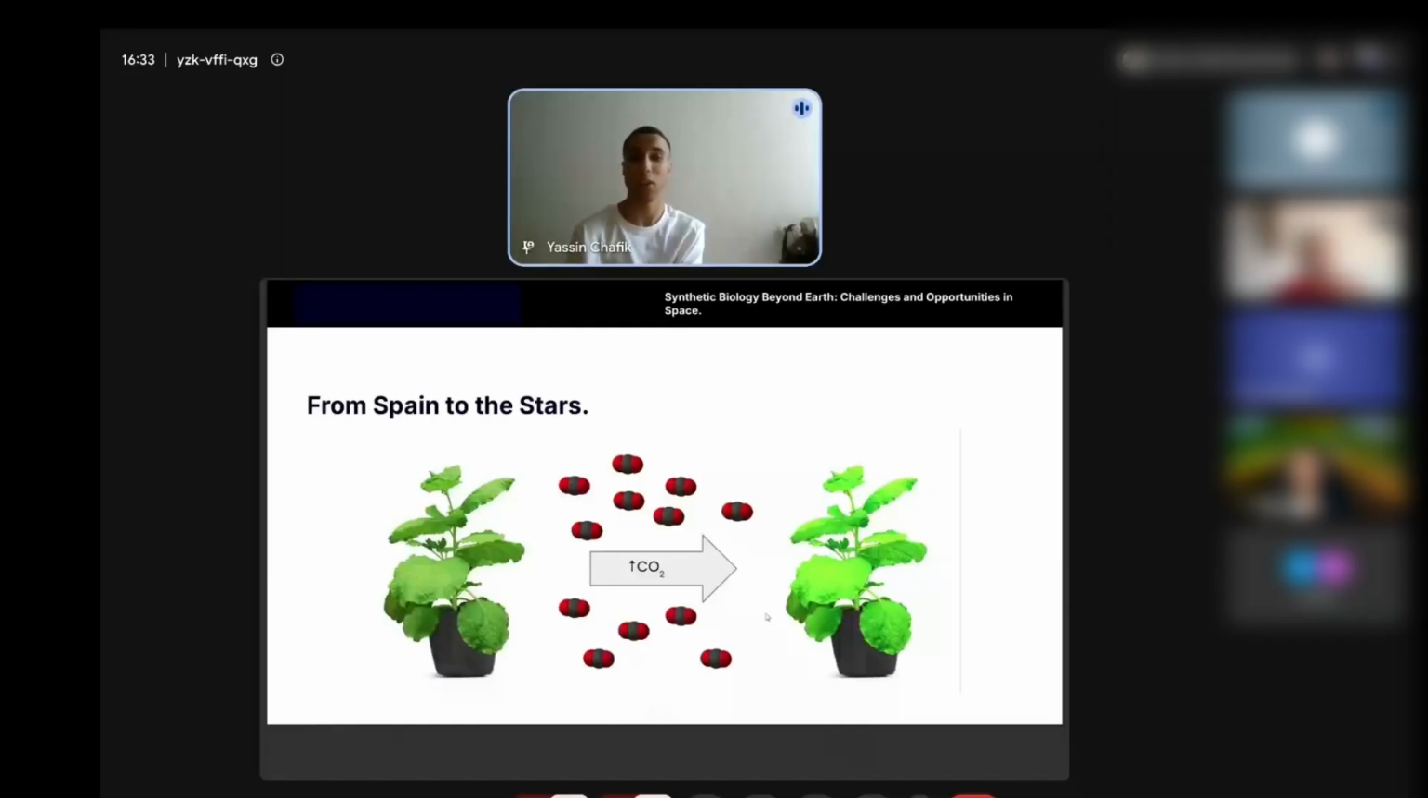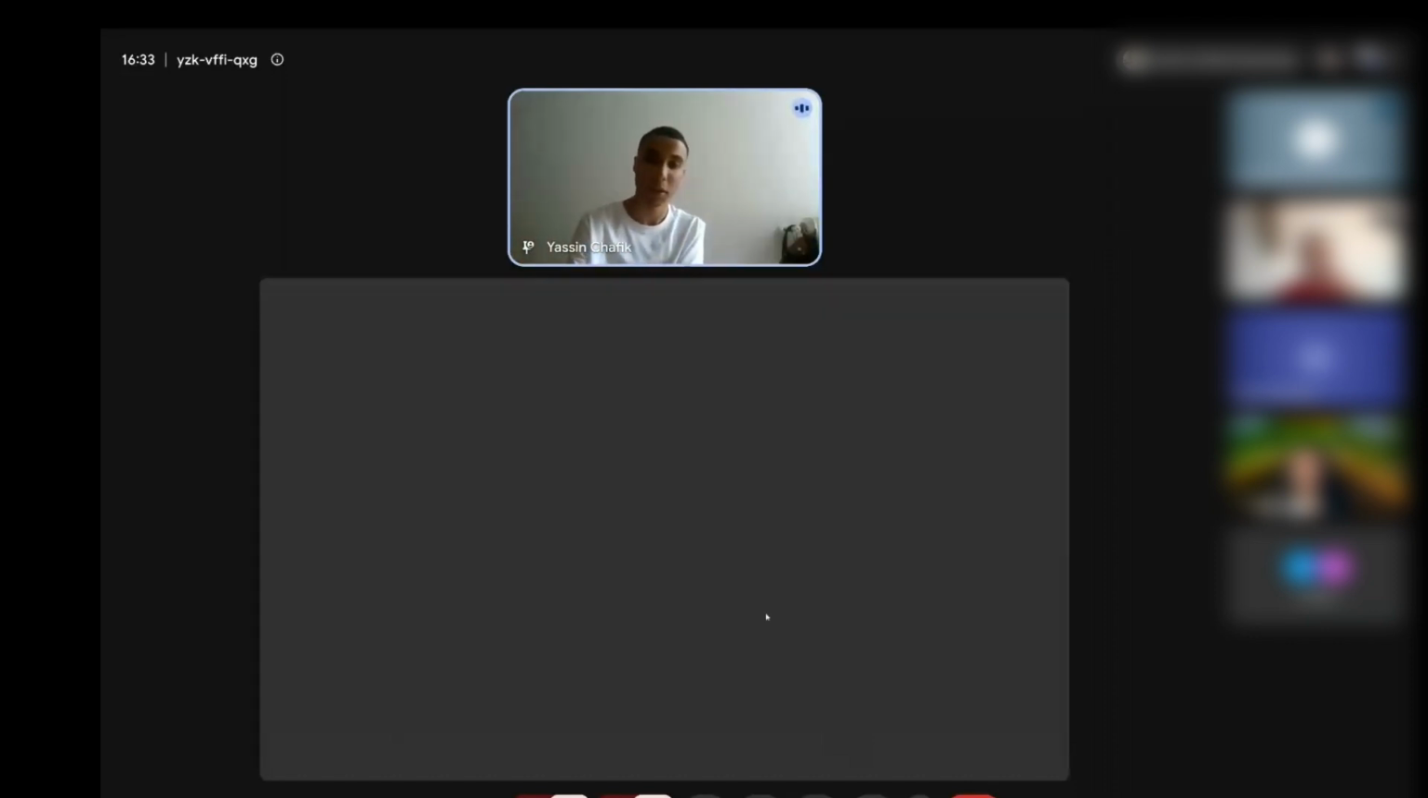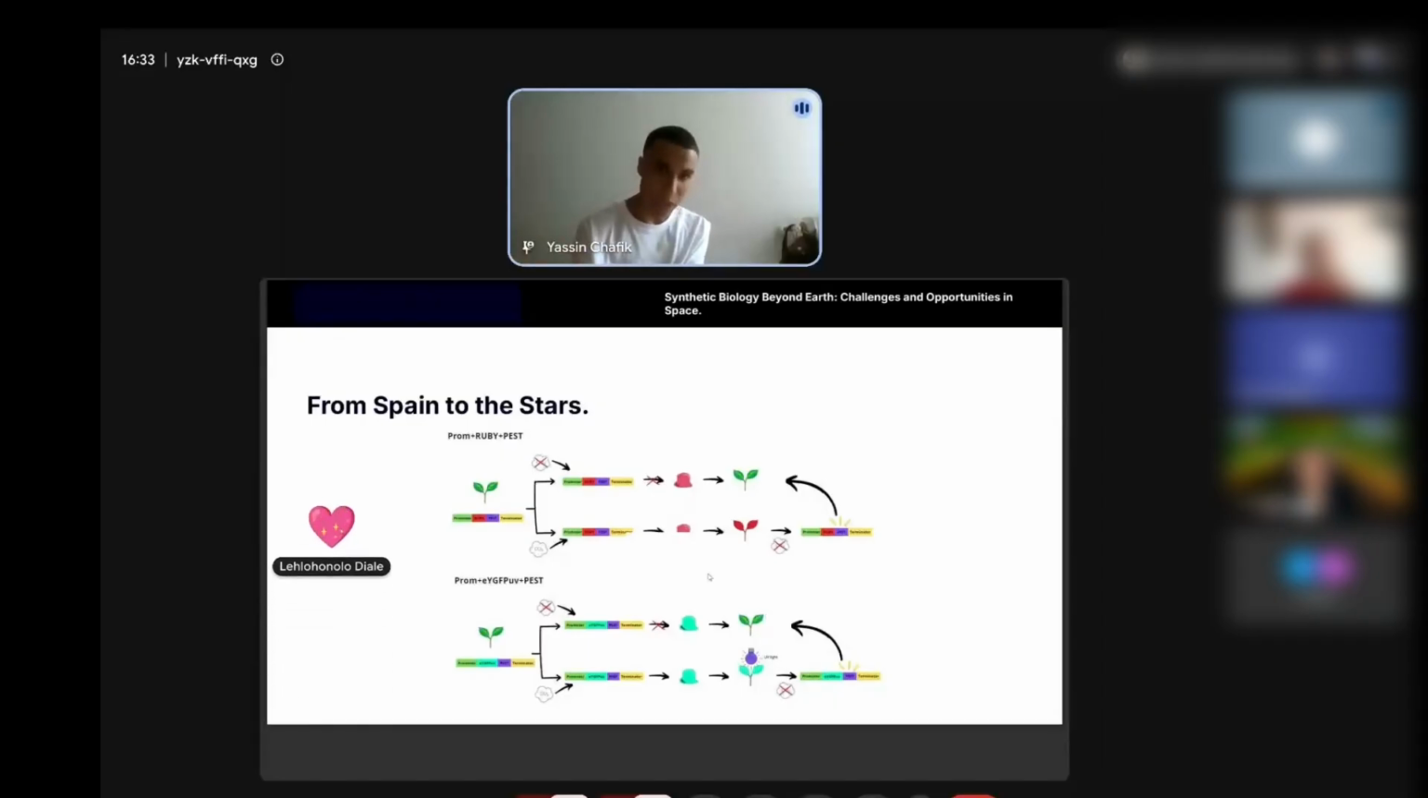So we have done it with CO2, carbon monoxide, sulfuric acid, heavy metals, and in the future we'd like to do it with explosives. This is the sequence that we did. We used a promoter inducible by the compound of interest. When there is no CO2, the promoter is not activated and the plant does not turn red. The same thing applies with Ruby. When there are high concentrations of CO2, the plant turns red because the transcriptional unit is being activated.